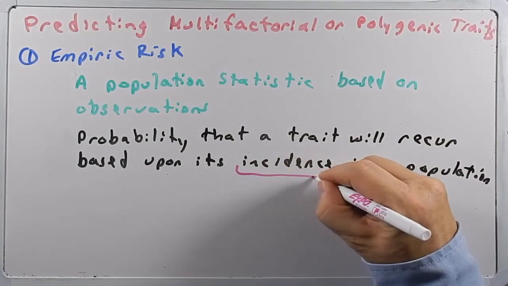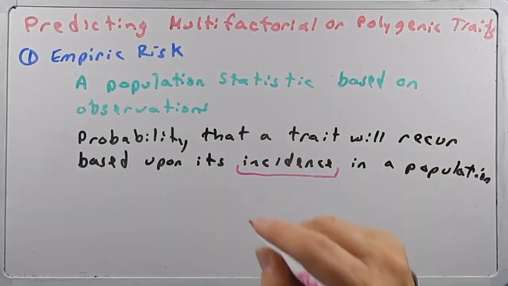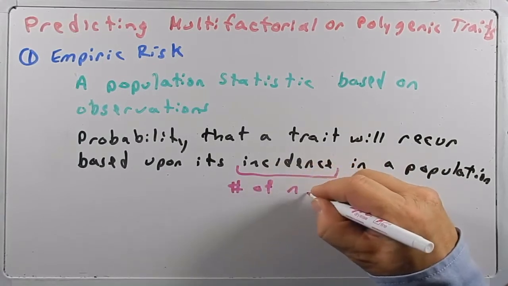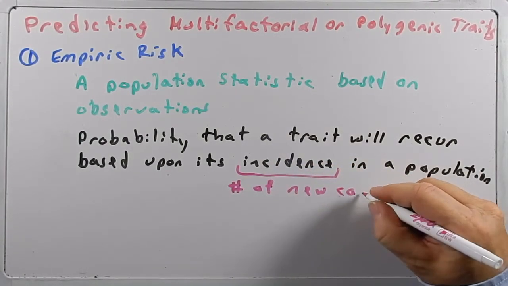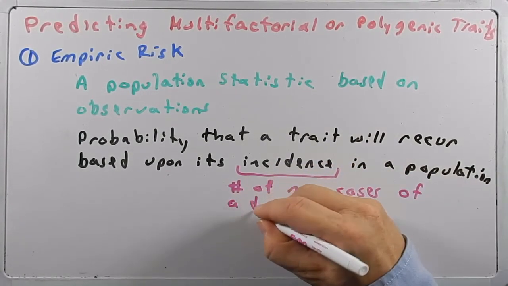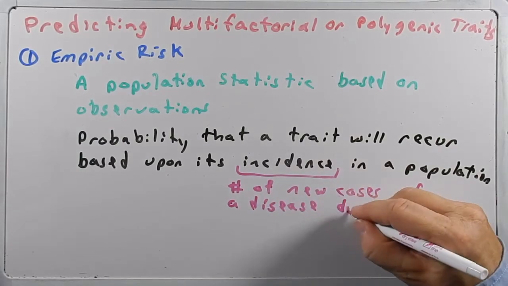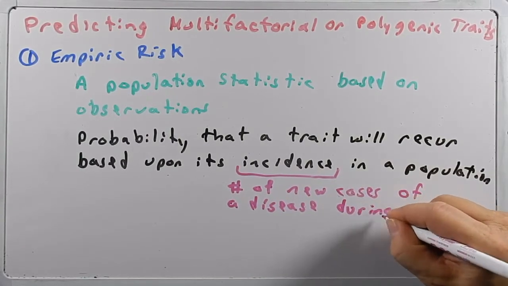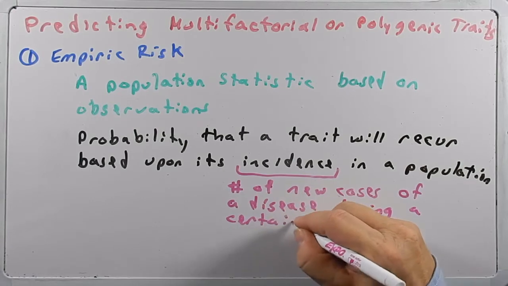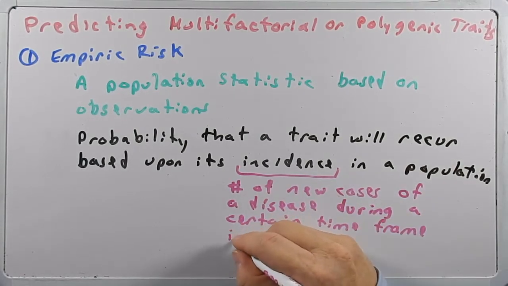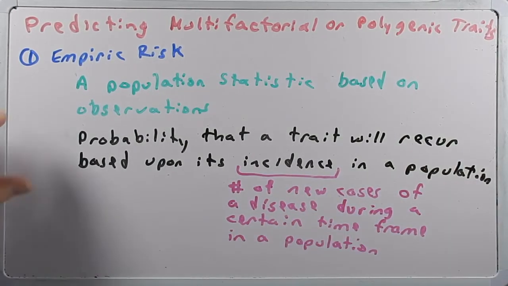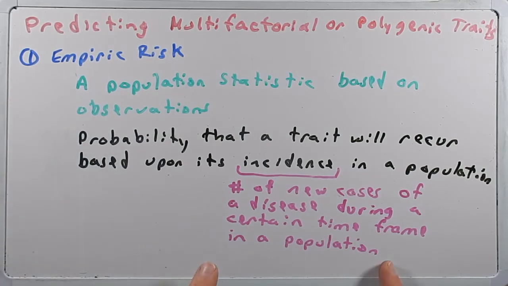Probably a good idea to define what I mean by incidence. And this is just the number of new cases of a disease during a certain time frame in a certain population. Now this number, this empiric risk number, becomes more precise by narrowing this population. And I'll talk about that in just a moment.